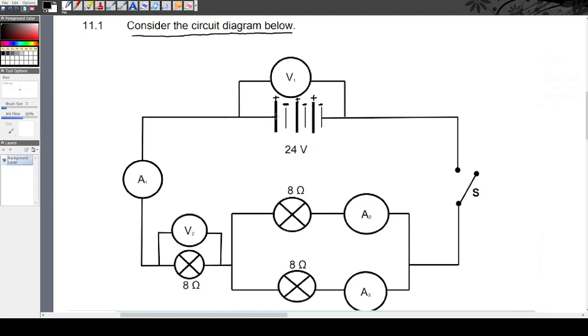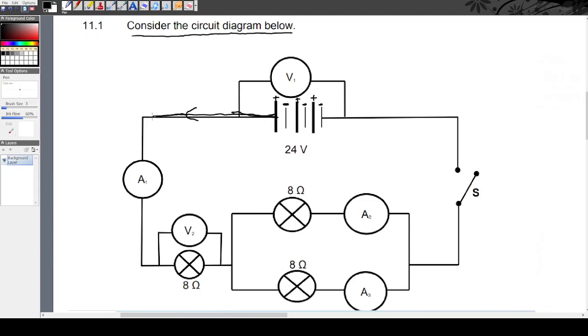Okay, now let's analyze. It means that conventional current will start flowing from the positive terminal of the battery. Remember, we said conventional current starts from the positive terminal of the battery. If you don't know that, watch my previous videos. There are videos of electric circuits in the series. Search through the playlist and find the video and watch it.